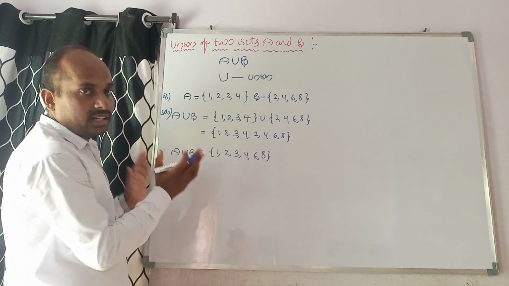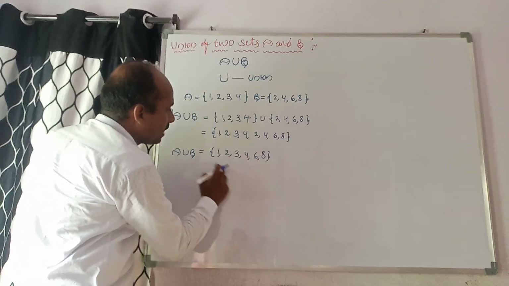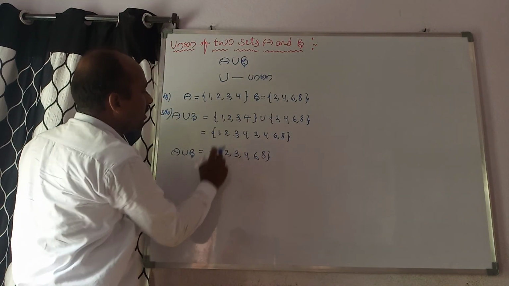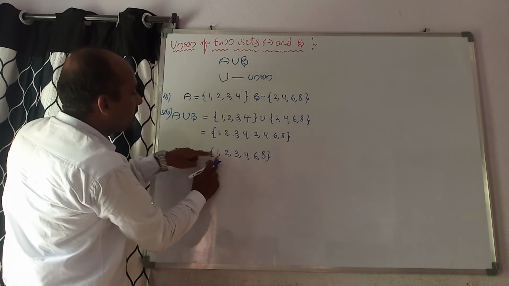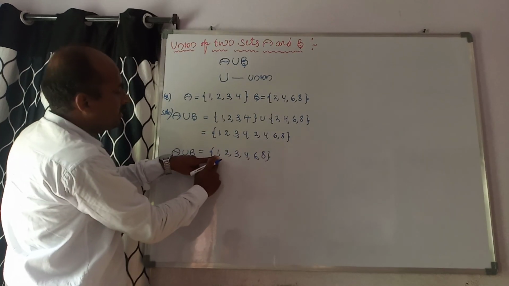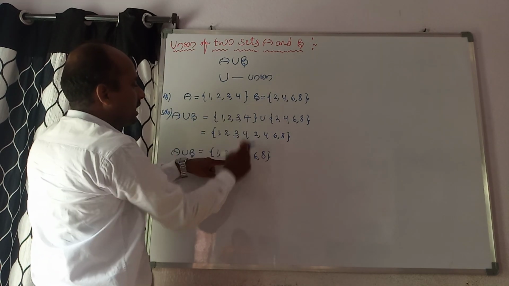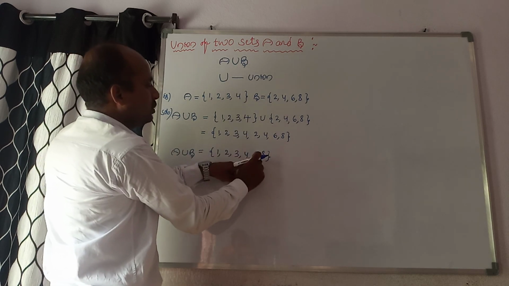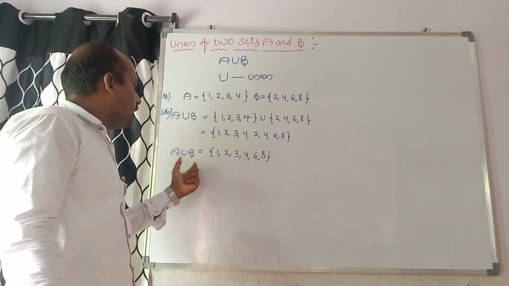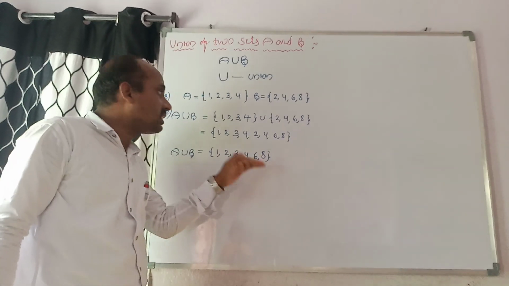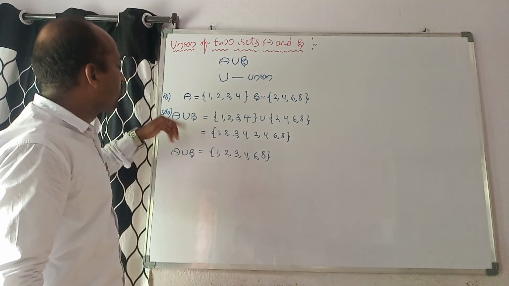So finally, we can conclude the definition: A union B is a set which contains the elements which are either in A or B. In this set, the first element is 1. 1, 2, 3, 4 are in the A set, and 6 and 8 are in the B set. That means A union B is a set which contains the elements which are either in A or B.